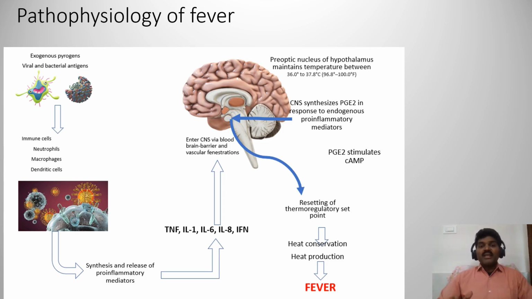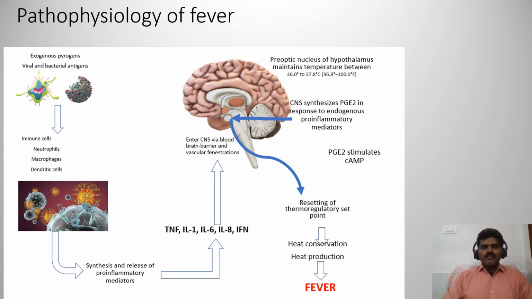lead to activation of immune cells like neutrophils, macrophages, and dendritic cells. These immune cells will synthesize and release pro-inflammatory mediators like TNF-alpha, interleukin-1, interleukin-6, interleukin-8, and interferon beta or gamma. These pro-inflammatory mediators enter the CNS via the blood-brain barrier and the vascular fenestrations in the brain. In response to these mediators, CNS will synthesize prostaglandin E2, and this prostaglandin E2 stimulates the cyclic AMP pathway, which resets the thermoregulatory set point.